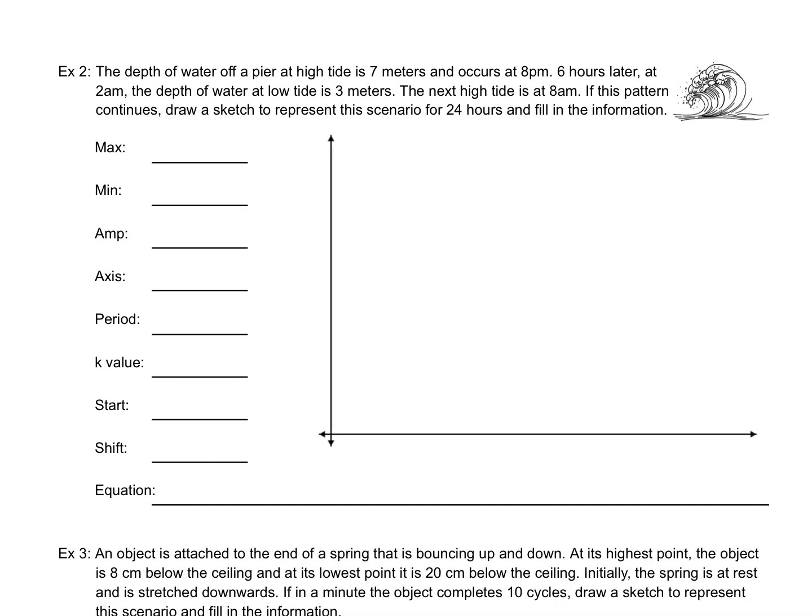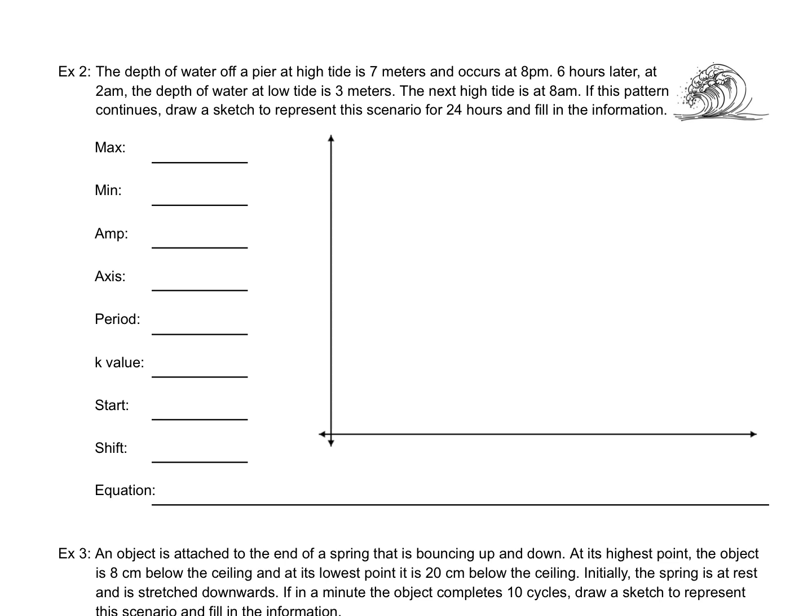The depth of water off a pier at high tide is 7 meters and occurs at 8 p.m. 6 hours later, at 2 a.m., the depth of water at low tide is 3 meters. The next high tide is at 8 a.m. If this pattern continues, draw a sketch to represent the scenario for 24 hours and fill in the information.